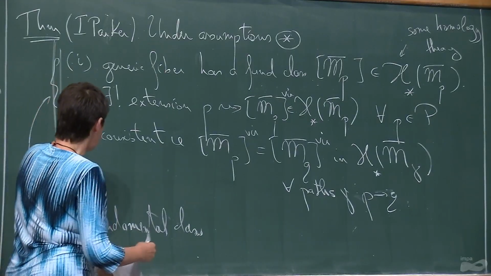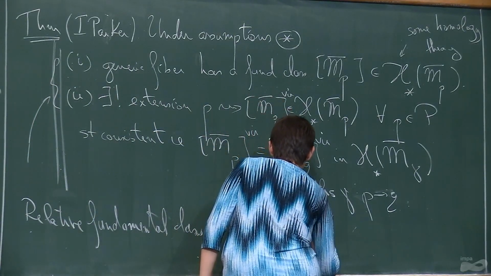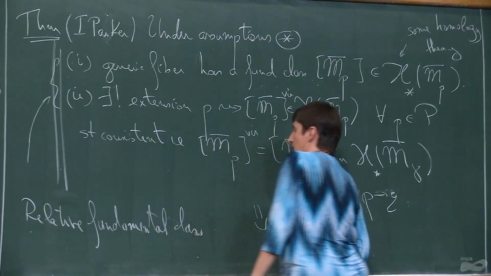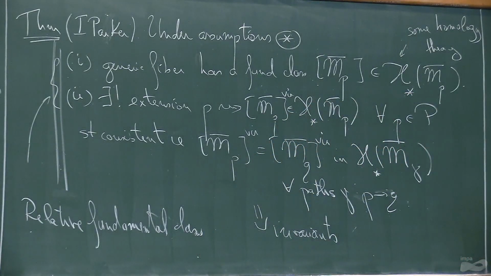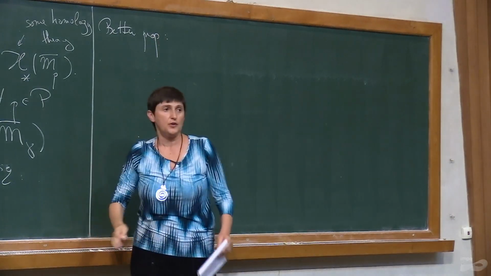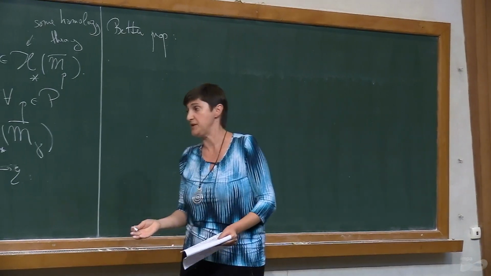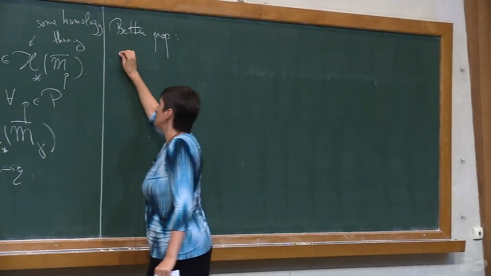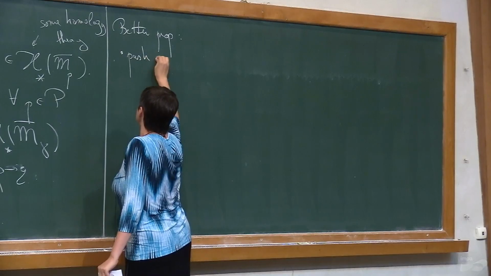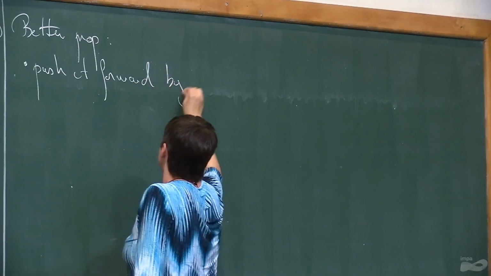Okay. So anyway, as I said, this gives you invariance, the classical invariance. But these have better properties. So let me say that it has better properties. We all know that a homology class is much better than a bunch of numbers. So in particular, what can you do with it? You can push it forward by continuous maps.